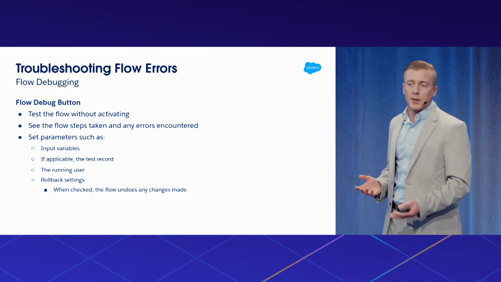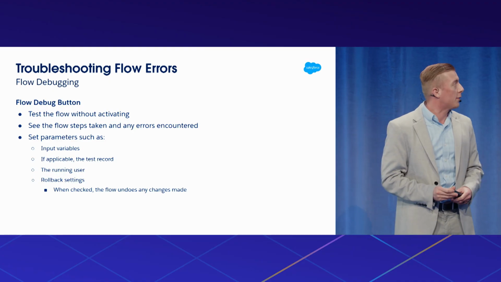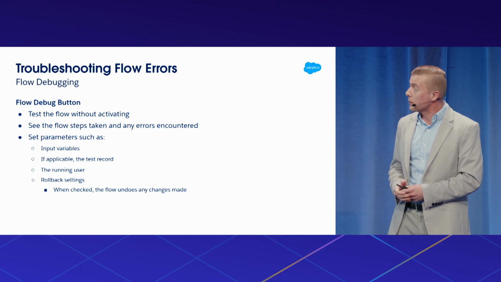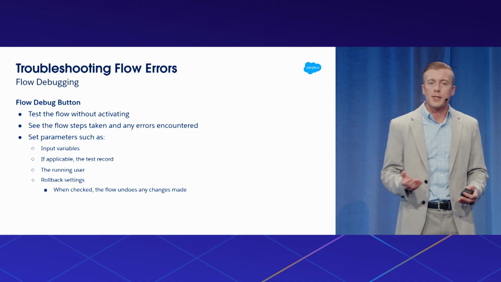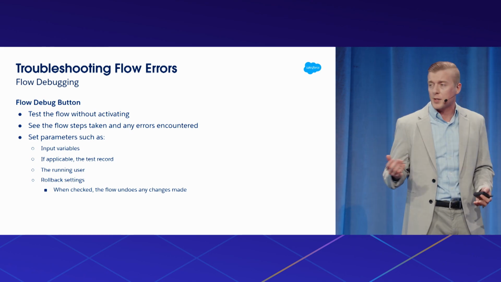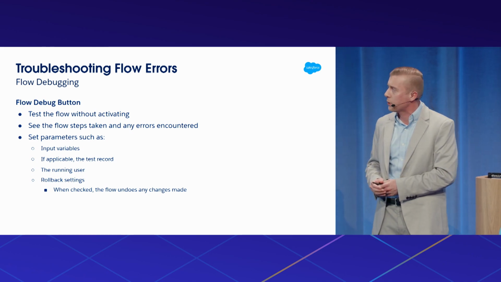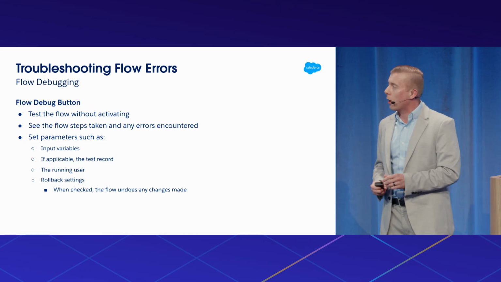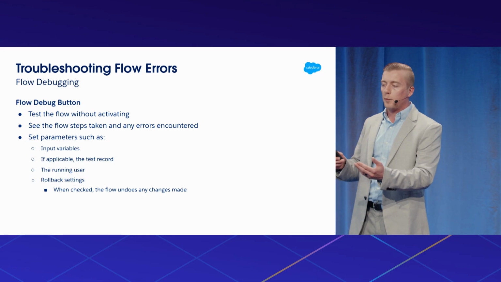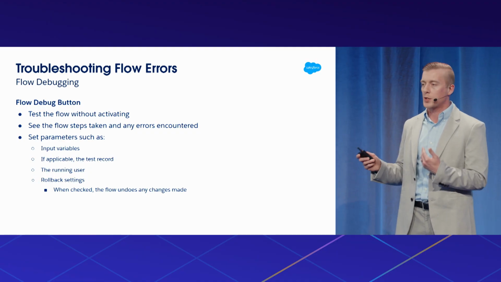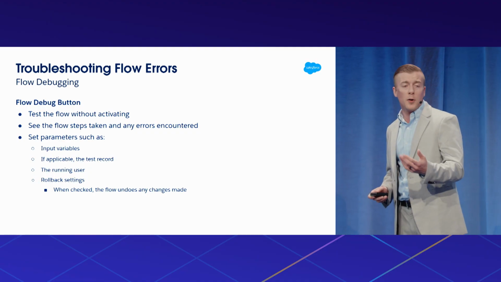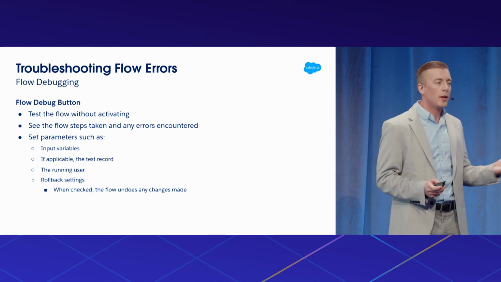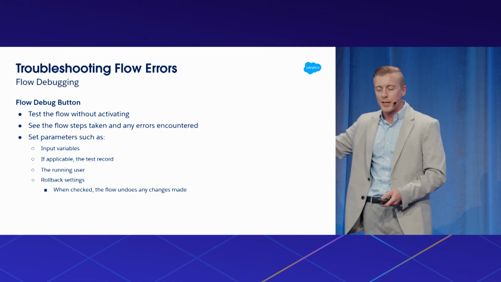We can also set parameters with the flow debug. We can set input variables if there are any. If it's a record-triggered flow, we can also set the record and its fields if we're doing updates. We can set the running user to see if it is permissions-based, or if we just want to run it as ourselves, we can just make sure that the flow is running in a system administrator context. We also have rollback settings. Rollback settings are a great tool because the flow will undo anything it does when it runs through the debug. So if you have a flow that makes 24 task records and you don't want to inundate your sandbox, hit that rollback button. So at the end of the flow, those task records will be removed.